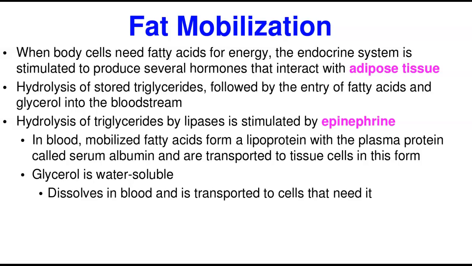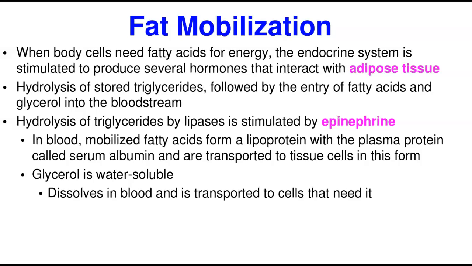So let's talk about fatty acid mobilization. Remember, the fatty acid is stored in the adipose tissue cells. In the adipose tissue cells, they are reformed as triglycerides, and they need to be broken down again so that the fatty acid can now get into beta oxidation.